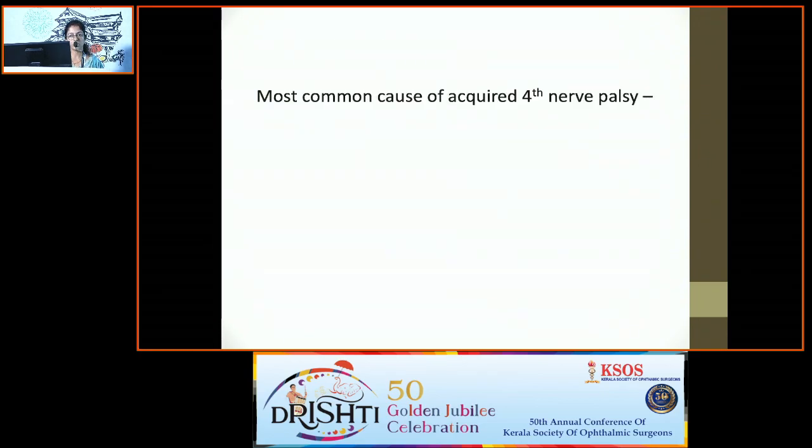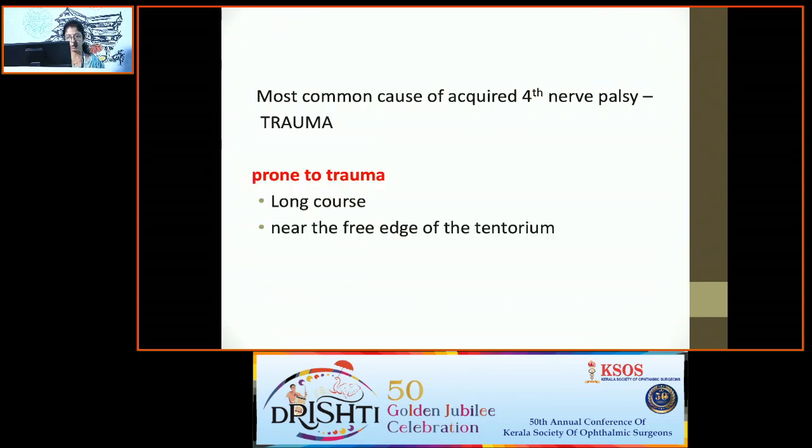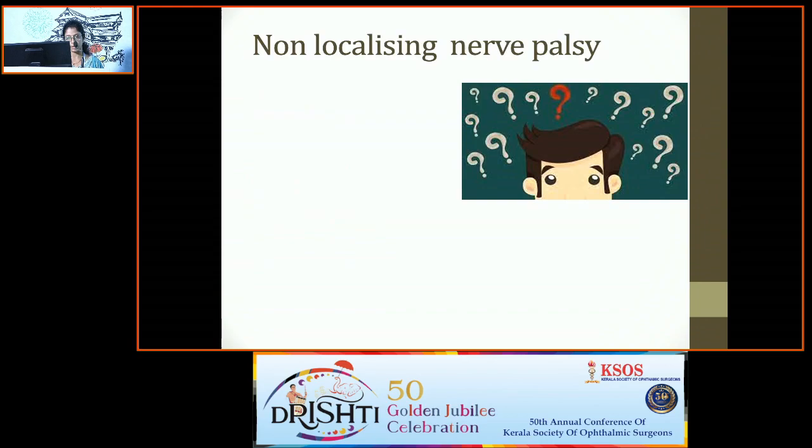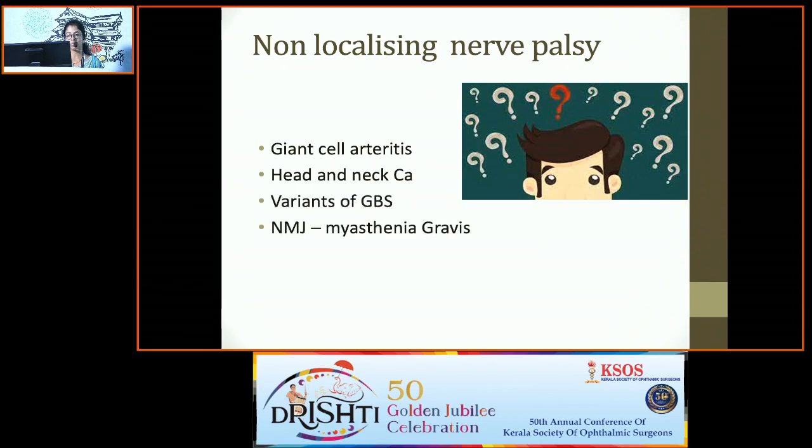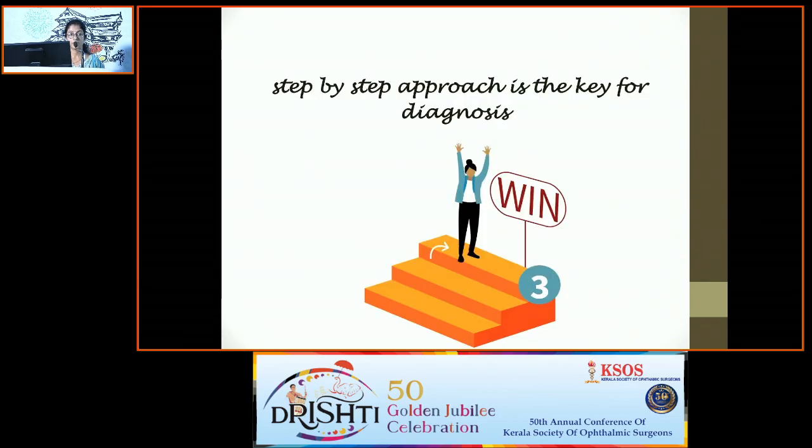The most common cause of acute fourth nerve palsy will be trauma. And why is it prone to trauma? It is because of the long course. It is present near the free edge of the tentorium cerebelli, and trauma can also occur at the trochlea itself. So if the diplopia is not localizing in any of these areas, then we can think of other causes like giant cell arteritis, head and neck carcinoma, which sometimes can have a perineural spread, variants of Guillain-Barré syndrome, and even myasthenia gravis. So a step-by-step approach is the key for diagnosis.